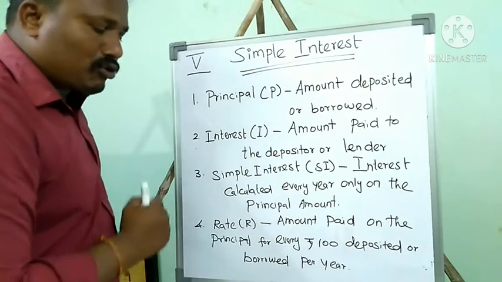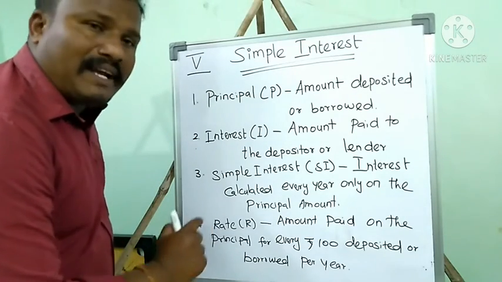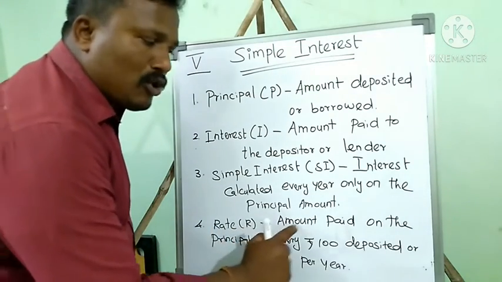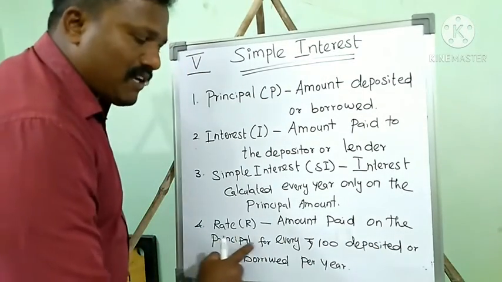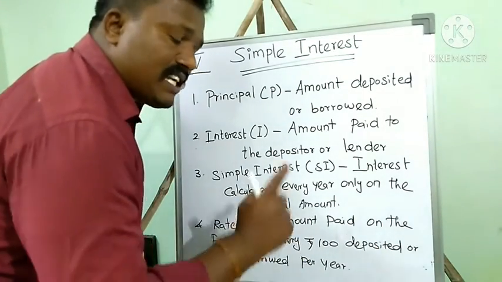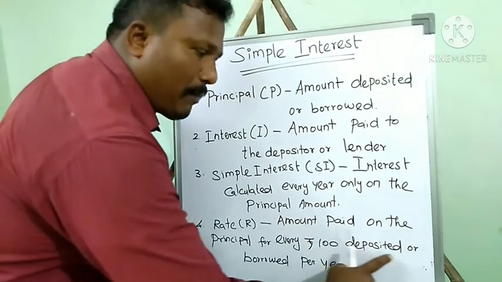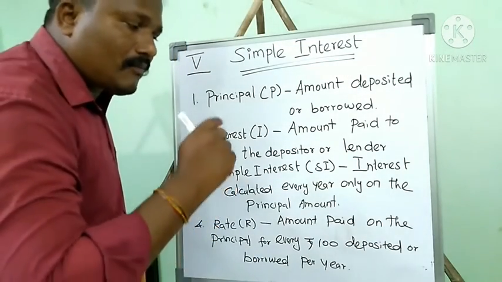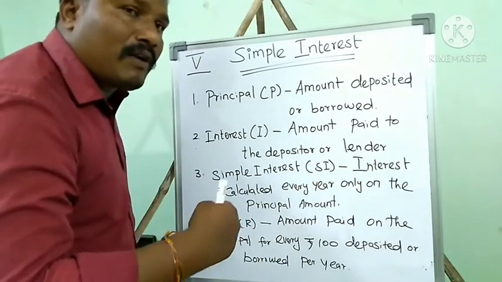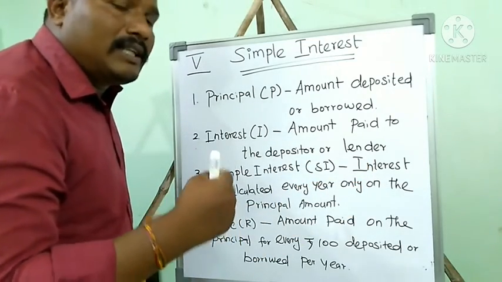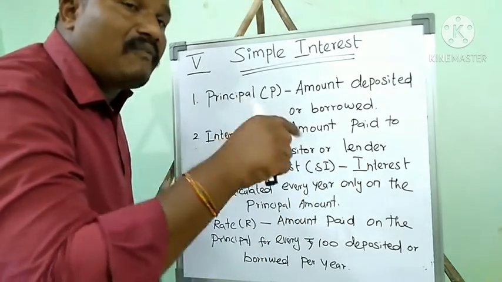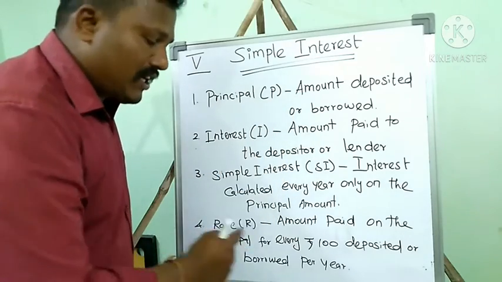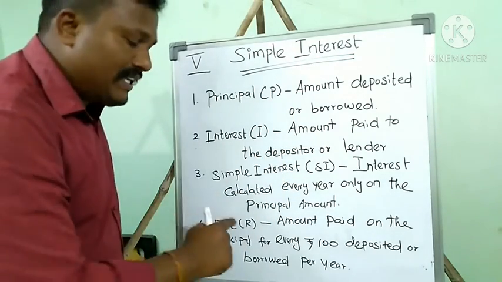Then the fourth one, rate. We denote it by capital R. The amount paid on the principal for every 100 rupees deposited or borrowed is the rate. If you deposit or borrow any amount from a bank, they will calculate interest for every 100 rupees, so that is called rate. We denote it by capital R.